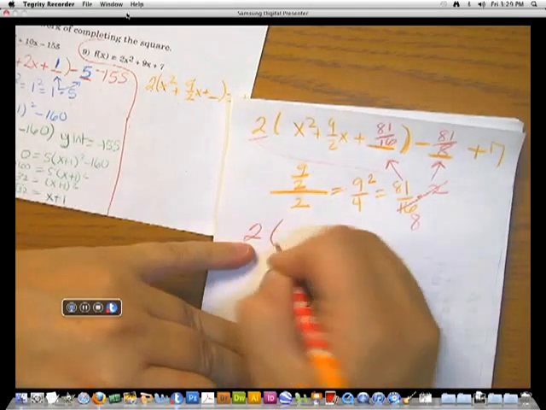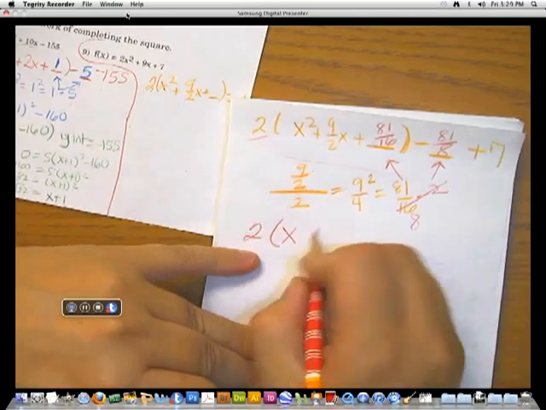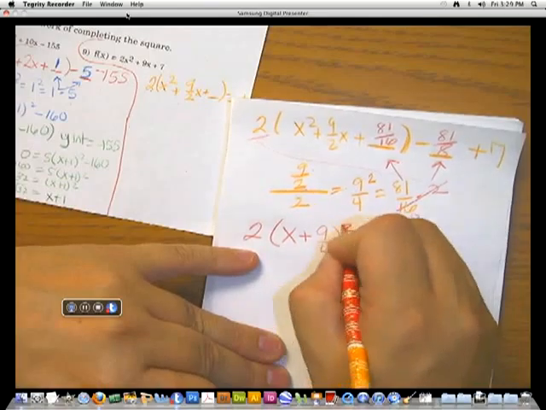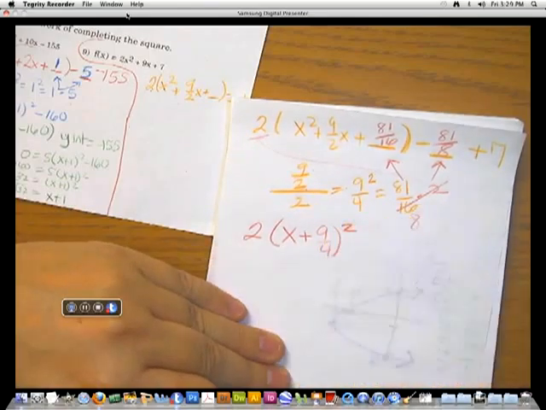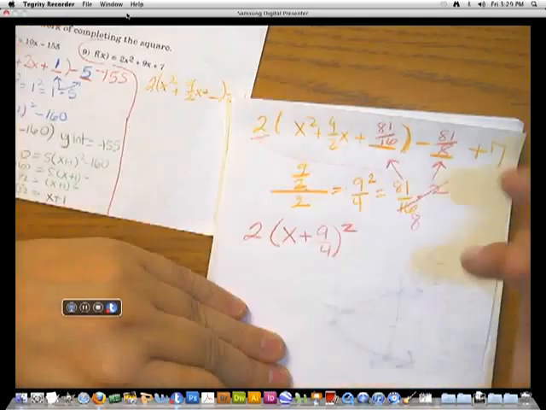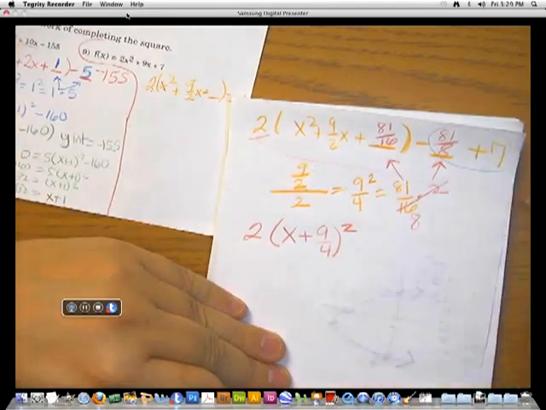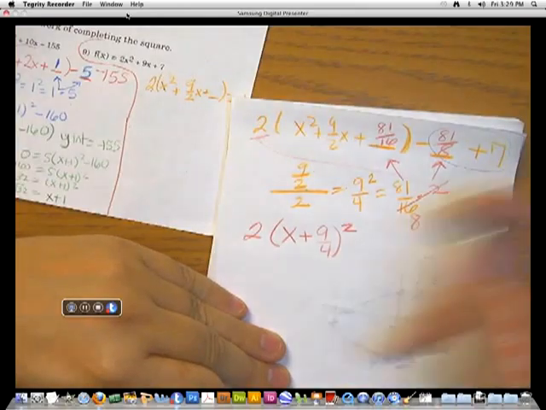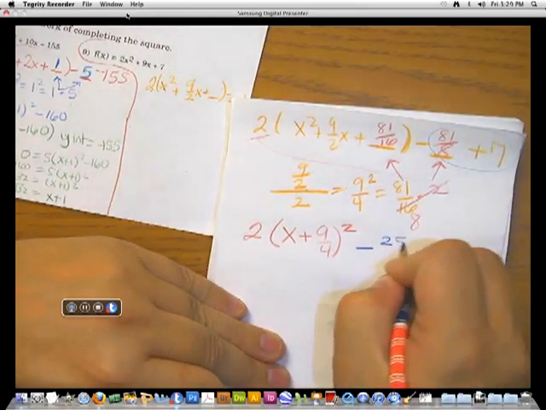So now I have 2 times (x plus 9/4) squared. This is a perfect square, so 9/4. We always get it when we divide by 2. Whatever we got when we divided by 2 is the number that goes there. Then I need to actually come up with minus 81/8 plus 7. If we get common denominators and combine all like terms, you should get that that comes to negative 25/8.